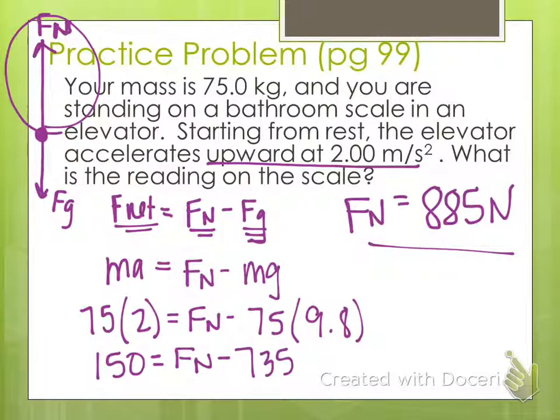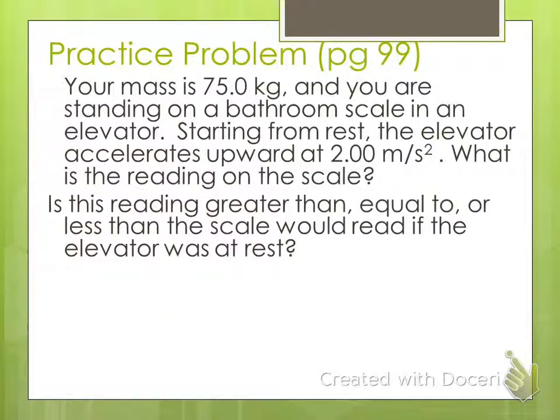Okay, do we agree? 885 newtons? Okay, good. So this was accelerating in the upward direction at 2 meters per second squared. Let's consider: is this reading greater than, less than, or equal to what the scale would read if our system was at rest? So when we were accelerating upward at 2 meters per second squared, we had a reading of 885 newtons. How does that compare to if the elevator wasn't moving? It's greater than, right? It's greater than. Do we see why?